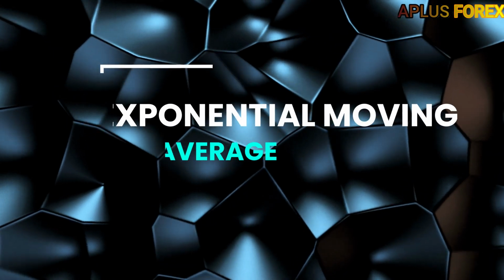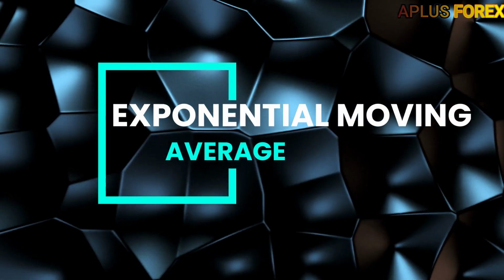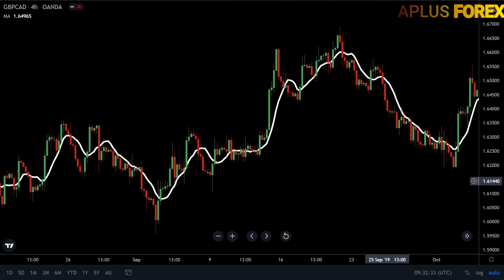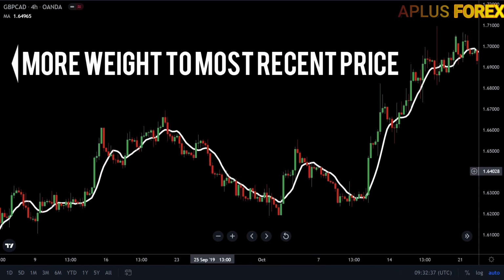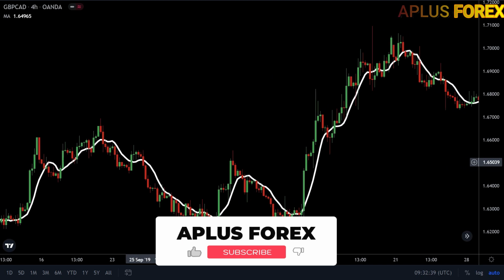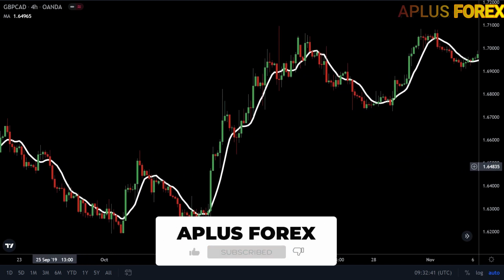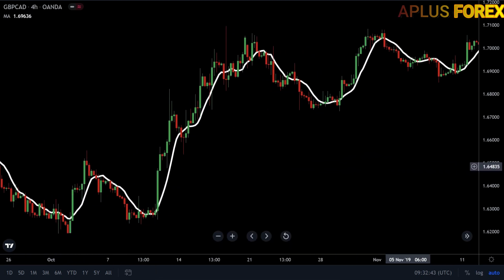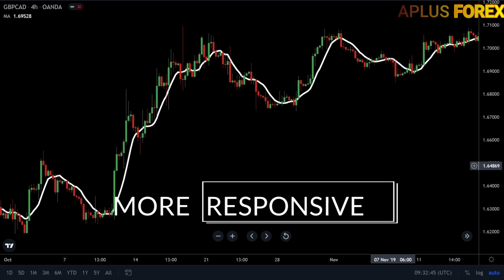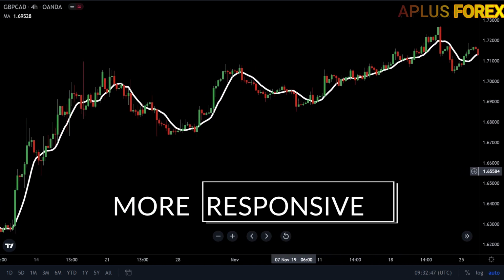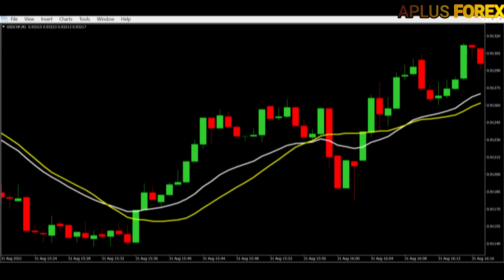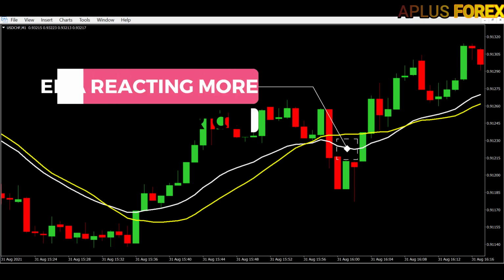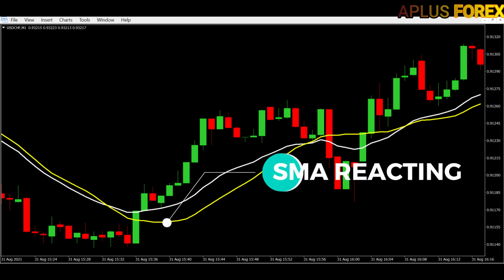The second type of moving average we'll talk about is the exponential moving average, also called EMA. This type of moving average gives more weight to the most recent price points and makes it more responsive to recent data points. When compared to the simple moving average, the exponential moving average is more responsive to recent price changes because it assigns more weight to recent price changes in the given time period. You can see on the chart the EMA is reacting more to recent prices than the SMA.